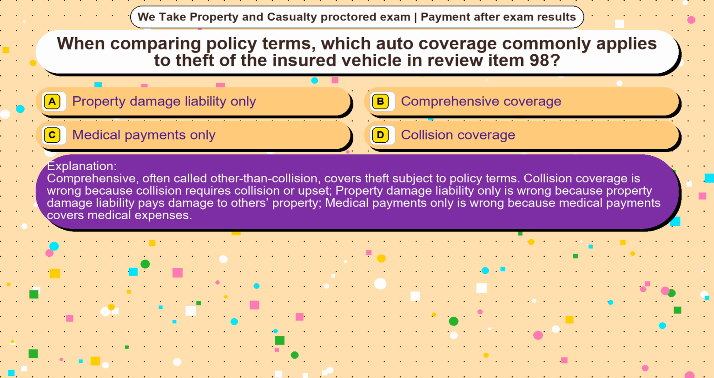Collision coverage is wrong because collision requires collision or upset. Property damage liability only is wrong because property damage liability pays damage to others' property. Medical payments only is wrong because medical payments covers medical expenses.